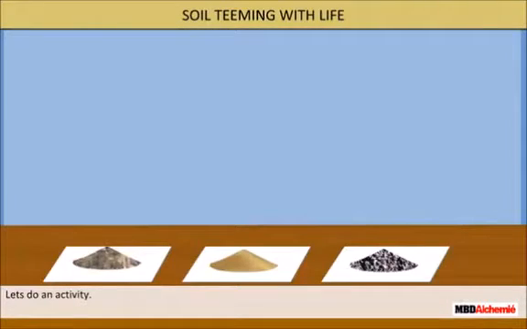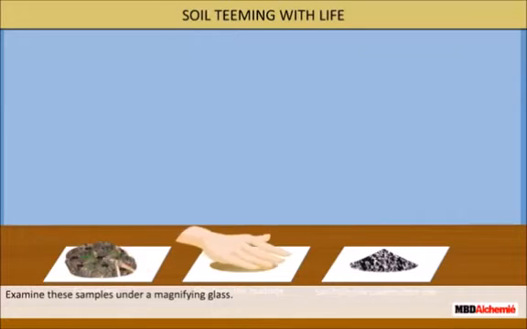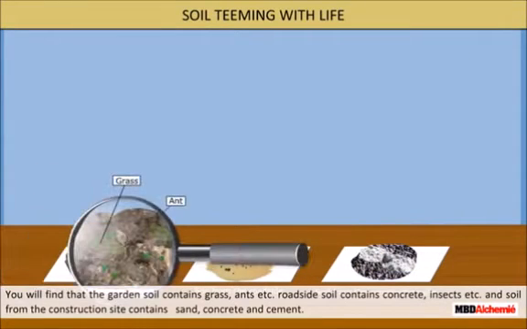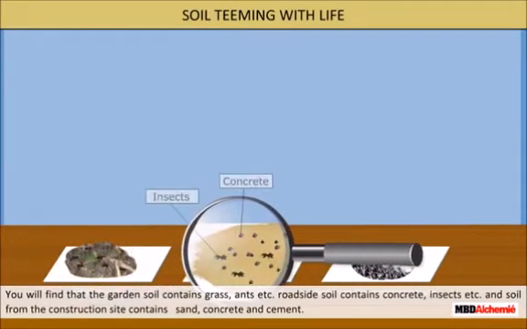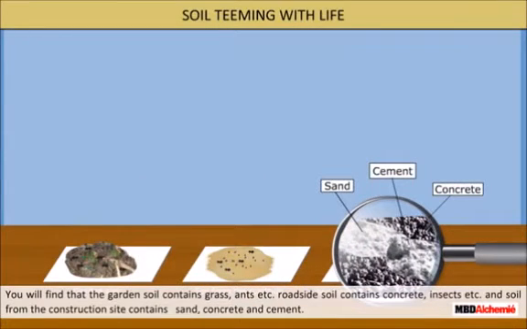Let us do an activity. Collect some samples of soil from different places such as a garden, roadside and construction site. Examine these samples under a magnifying glass. You will learn that the garden soil contains grass, ants, etc. Roadside soil contains concrete, insects, etc. And soil from the construction site contains sand, concrete and cement.